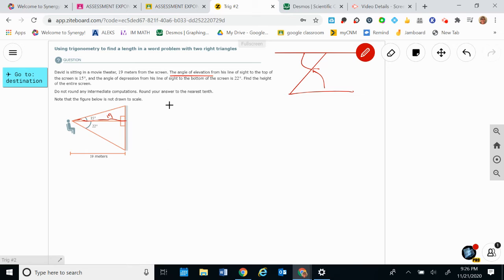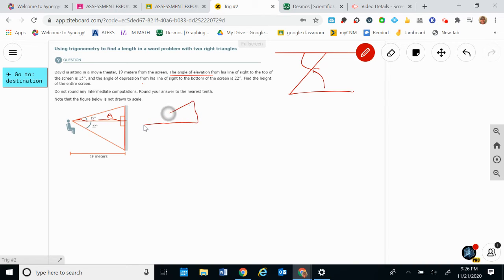So the angle of elevation, here it is right here, from his line of sight is 15. Basically they're just telling you what the picture says. Angle of depression, that's it, depression. This is elevation and depression. In this case they're not congruent, because it's not two parallel lines cut by a transversal. This is a different situation. The angle of depression is 22. Find the height of the entire screen. So they want this whole thing. Well, we don't have a right triangle for the whole thing. We only have two little ones.